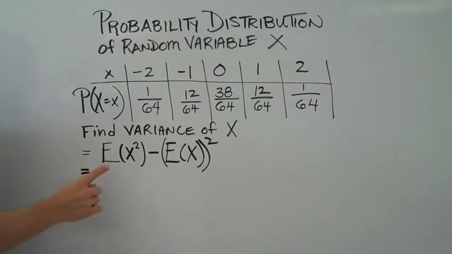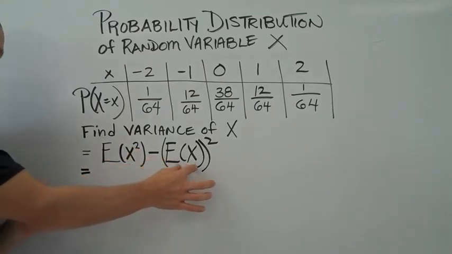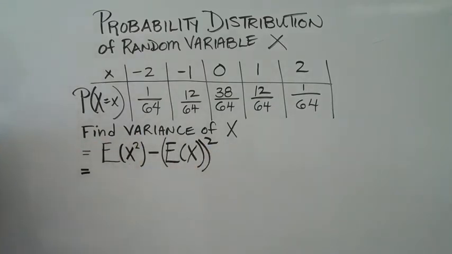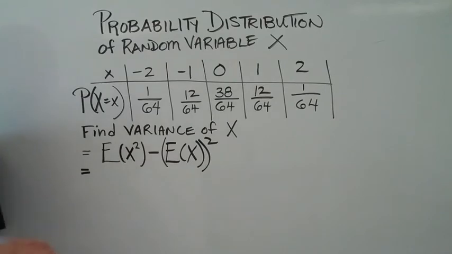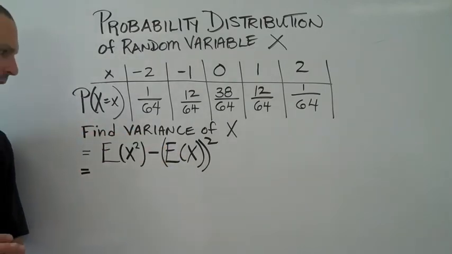Well, you need to know the variance of x is the expected value of x squared minus the expected value squared. Well, let's find the expected value of x squared, and let's also find the expected value of x and then square it. And we'll take the first one minus the second one. That will be the philosophy behind our doing this problem.